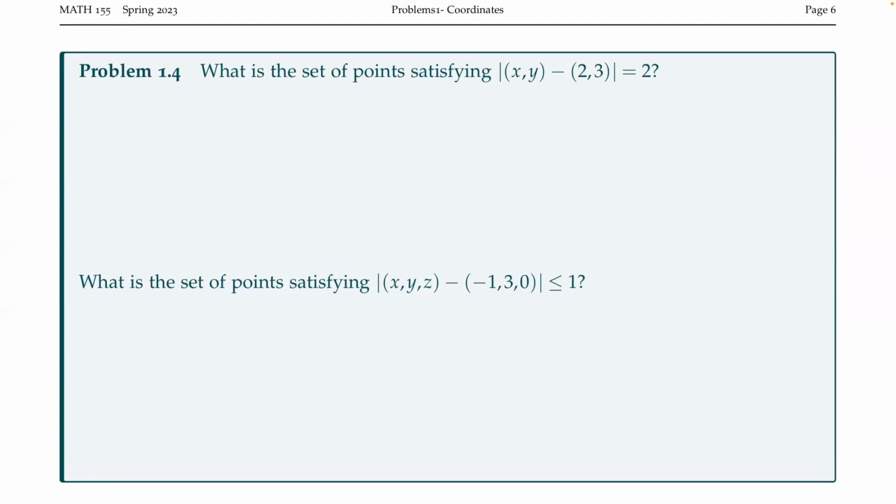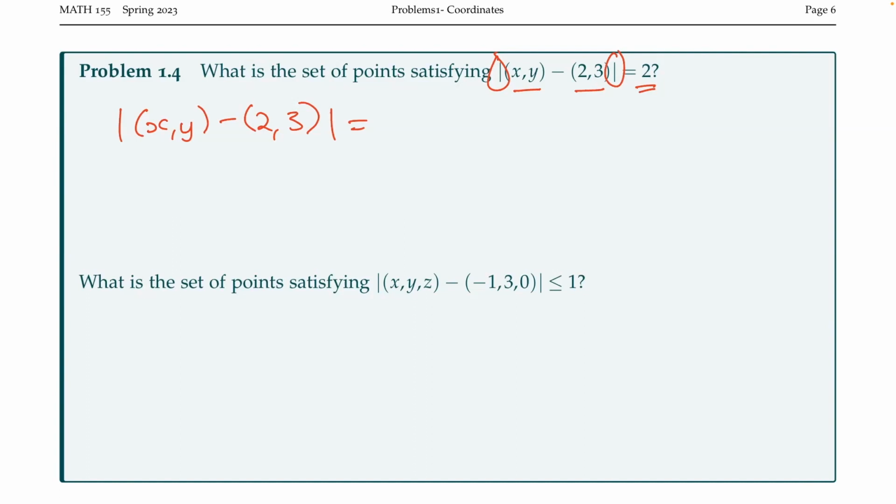Well, this first part says, what is the set of points satisfying the absolute value of (x, y) minus (2, 3) is equal to 2? So how do we work this out? Well, what does this mean? This means that we have (x, y) minus (2, 3), and since we're doing the absolute value here, we can take the distance. So this absolute value can also mean the distance here.